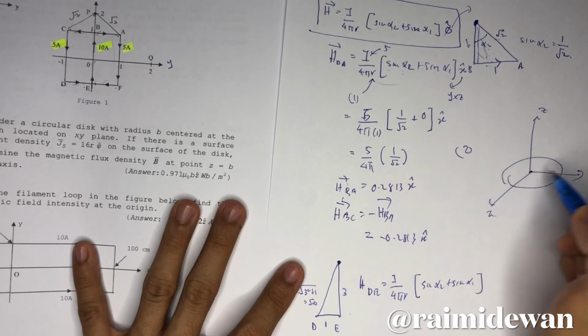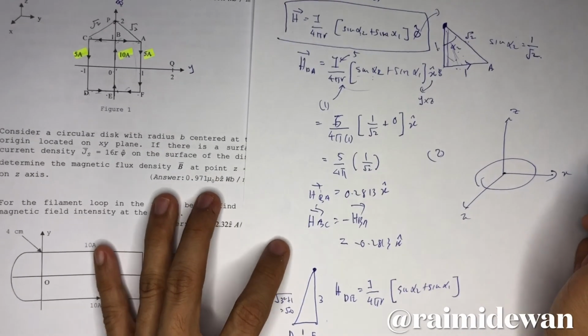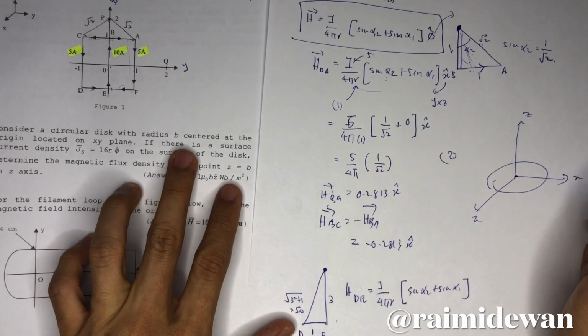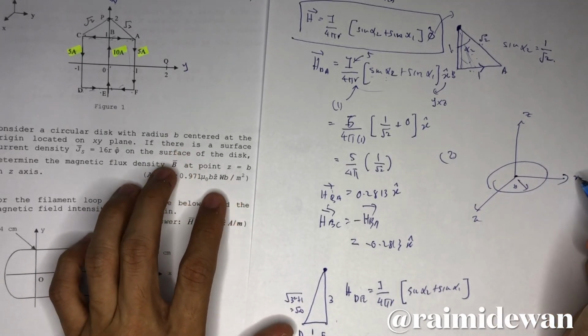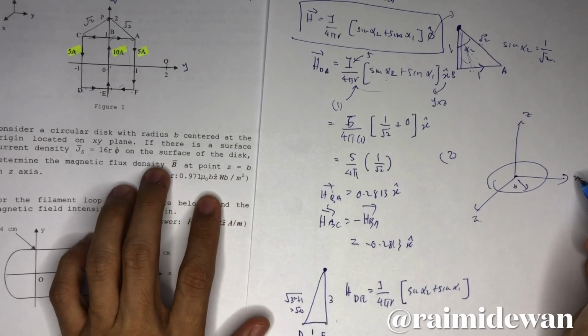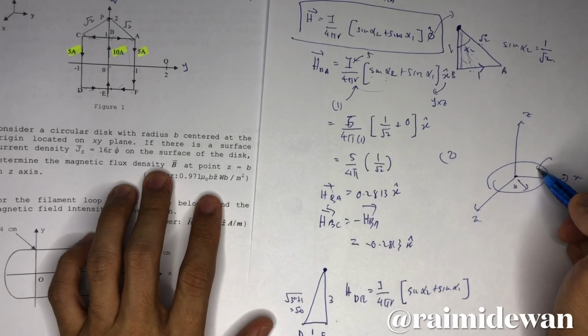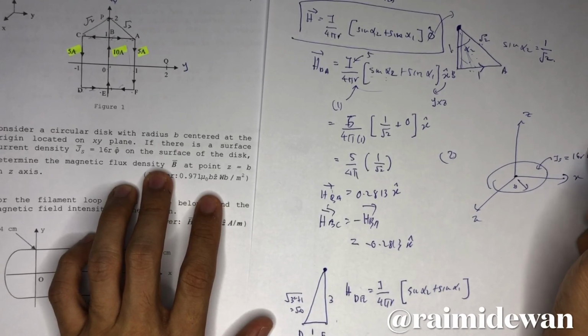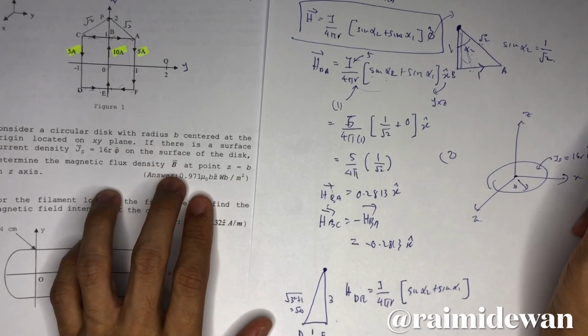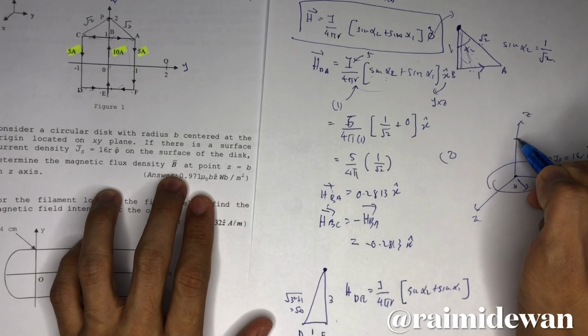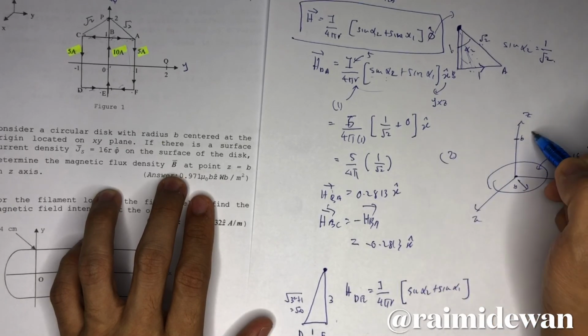Like this, with radius b. So this is your radius b. If there is surface current density on the surface of the disc, this here is your Js in the a_phi direction on the surface. Determine the magnetic flux intensity at a point z equals b, let's say here. So we want to find the B.